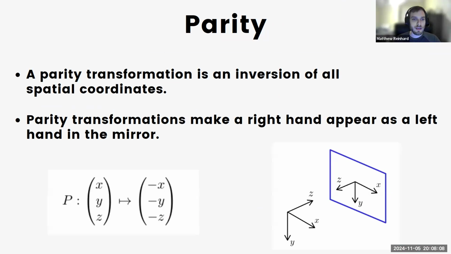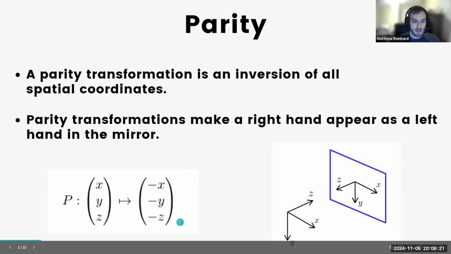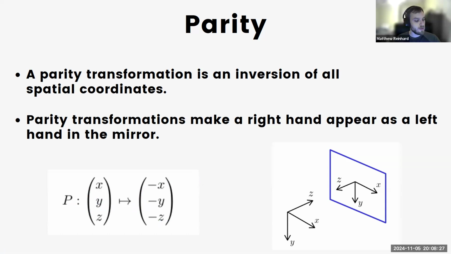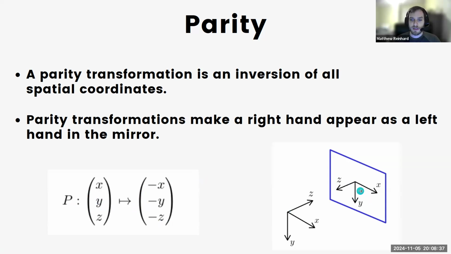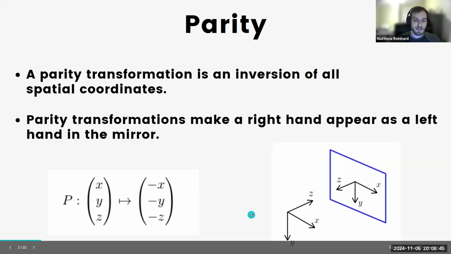So I'd like to start by defining a parity transformation, which is an inversion of all spatial coordinates. At the bottom left here, we see a parity transformation acting on a coordinate vector, and it causes all the coordinates to pick up a minus sign. An example of a parity transformation we're all familiar with from our daily lives is looking at ourselves in the mirror. So here we have a right-handed coordinate system, and its mirror reflection has the z-axis inverted, making this a left-handed coordinate system. So this is why when we look at our right hand in the mirror, it appears as a left hand.